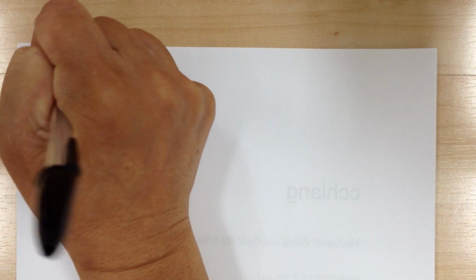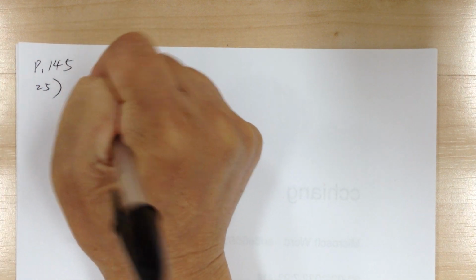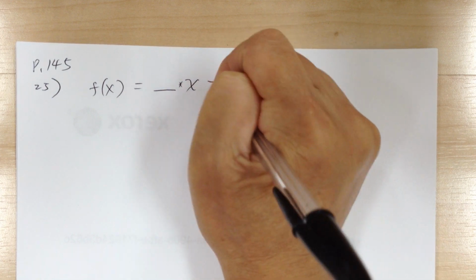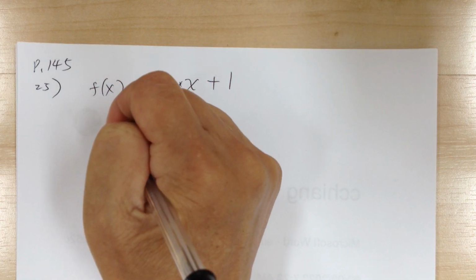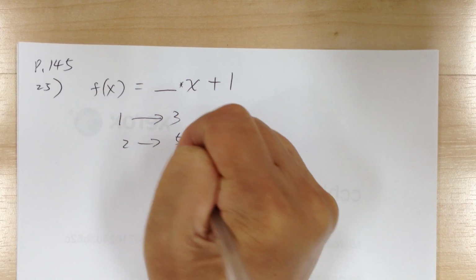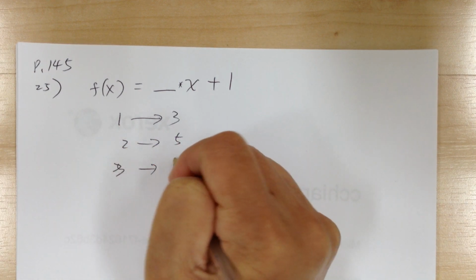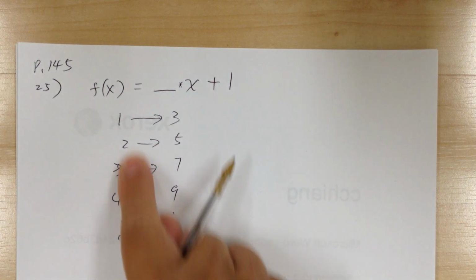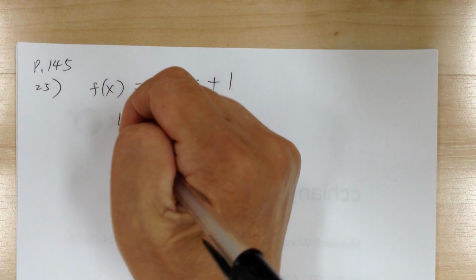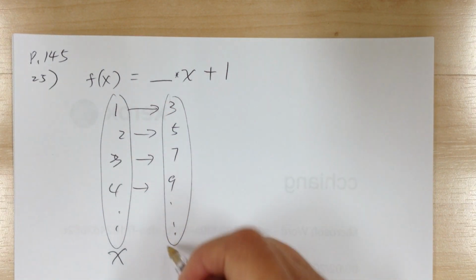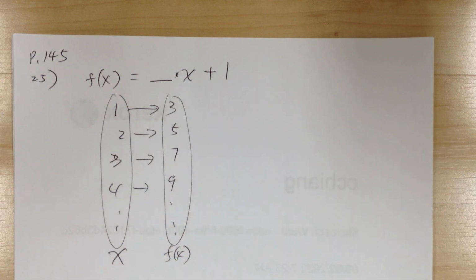Let's go to page 145 and start with number 25. So you have f of x equal to blank times x plus 1. And over here, it gives you the numbers. You got 1 matched with 3, 2 matched with 5, 3 matched with 7, 4 matched with 9, and so on. So these numbers are your x. These numbers right over here, those are your x. And this number over here, that's your f of x. That's your input, that's your output.